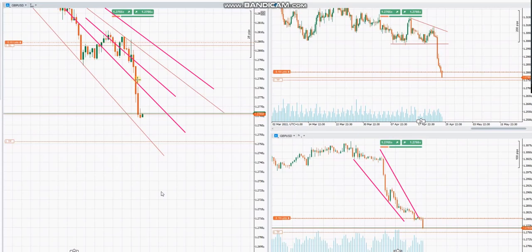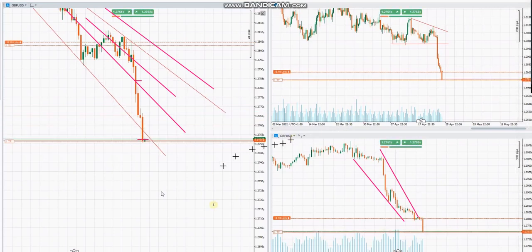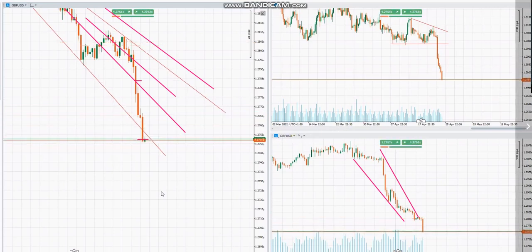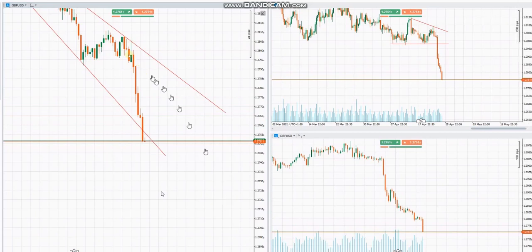And instead of putting the target here, he put it down in this area, even closer to the major supports that we don't see in this chart. We need to zoom it out. So I think, yeah, you just hit the target with a very good risk to reward ratio.